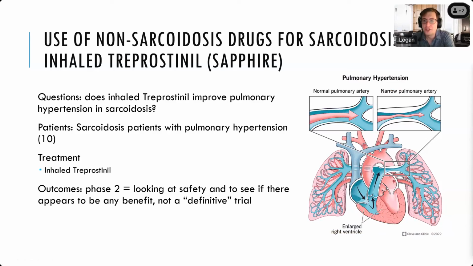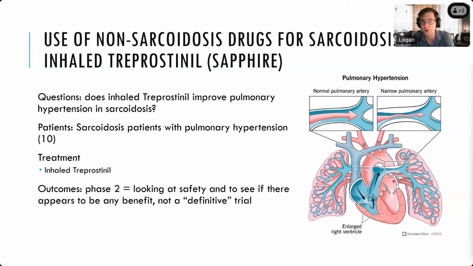Another way to treat sarcoidosis with a non-sarcoidosis drug is to kind of ignore all of the inflammation going on and treat the problems that the inflammation causes. In a small percentage of sarcoidosis patients, they can develop pulmonary hypertension, which is when the blood vessels that go from the heart into the lungs narrow.